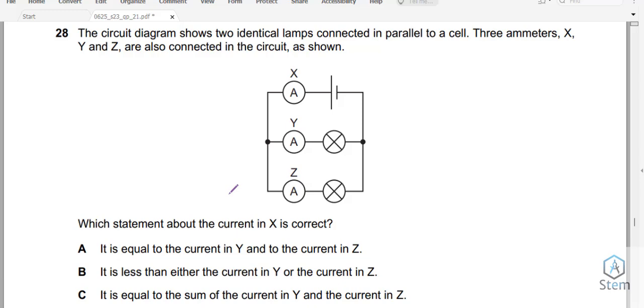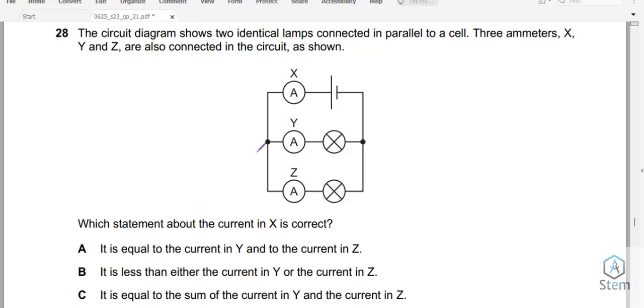Number 28. The circuit diagram shows two identical lamps connected in parallel to a cell. 3 ammeters X, Y, and Z are also connected in the circuit as shown. Which statement about the current in X is correct? A says it is equal to the current in Y and to the current in Z.